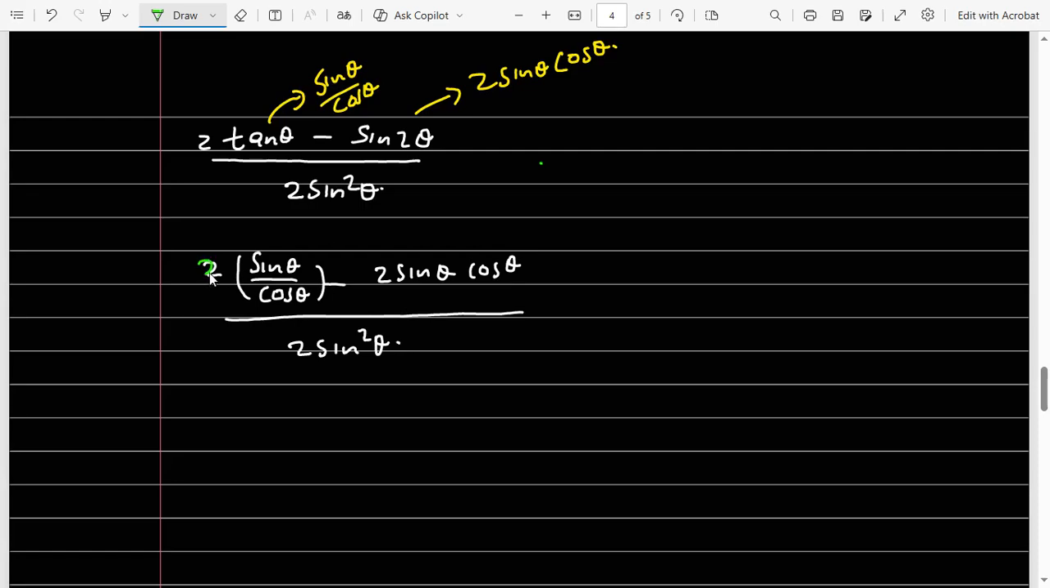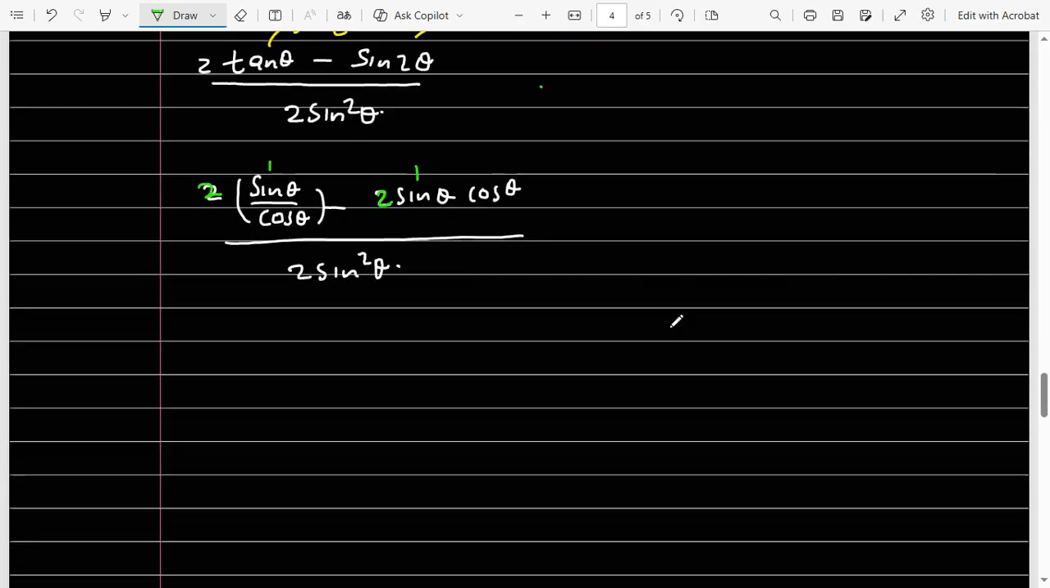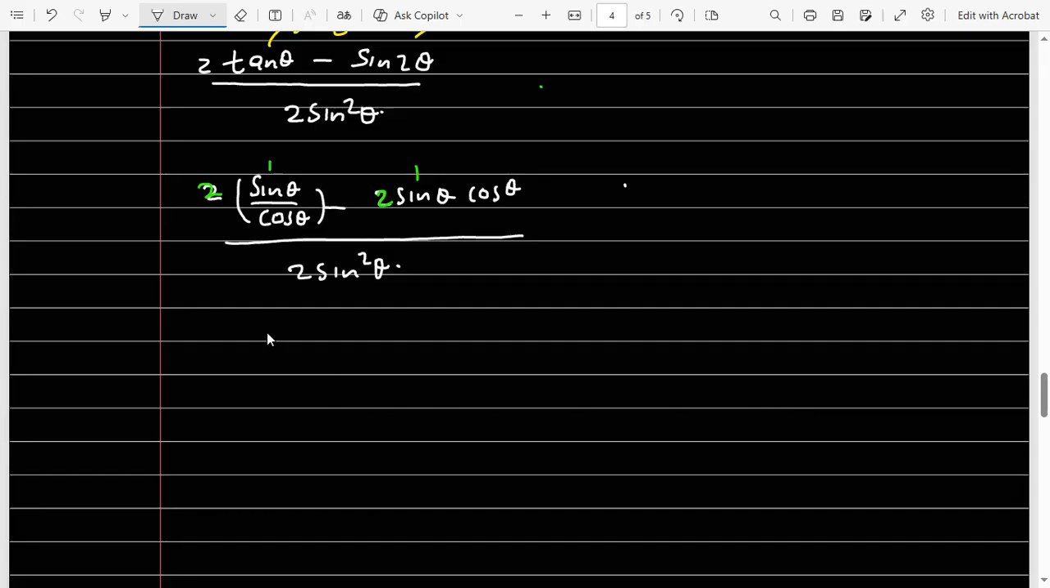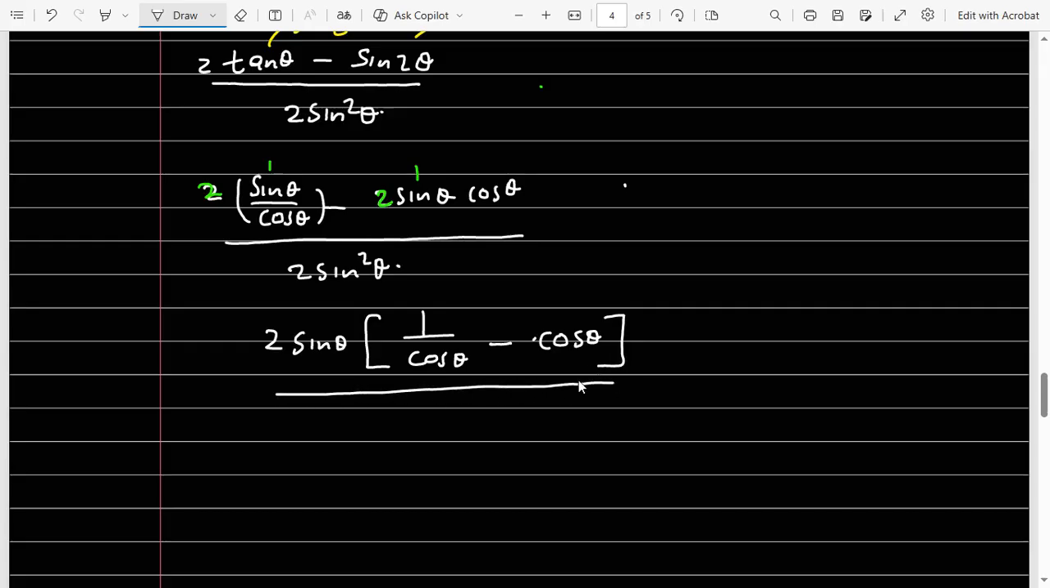I have 2 sine theta. I have 2 sine theta. Can I take that out as a common factor? Yes, I can definitely do that. So I'm going to write the 2 sine theta out as a common factor. Then I'll be left with 1 over cos theta minus cos theta. And everything is divided by 2 sine theta times sine theta. So this is what happens. I separate the sine squared theta so that I can cancel this part.